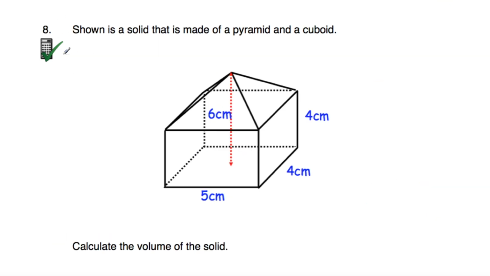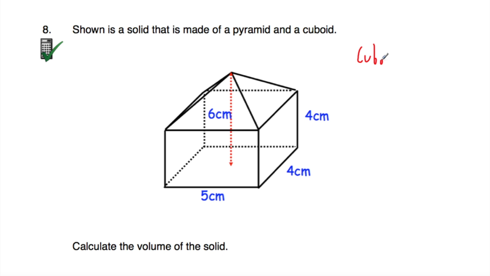Okay, let's have a look at our next question, question number 8. So question number 8 says that shown is a solid that is made of a pyramid on the top and a cuboid. And we've been asked to calculate the volume of the solid. So we need to find the volume of the cuboid and then the volume of the pyramid and then add them together, and then that'll be the volume of the solid. So let's start off with the cuboid.